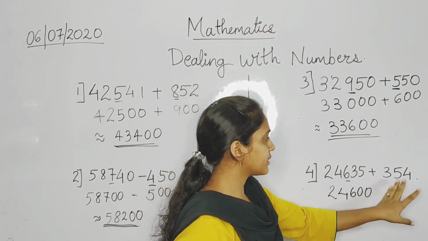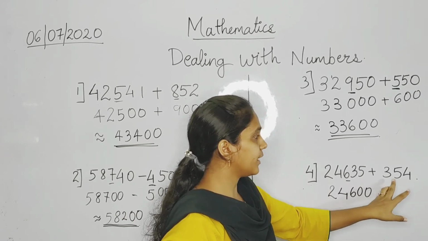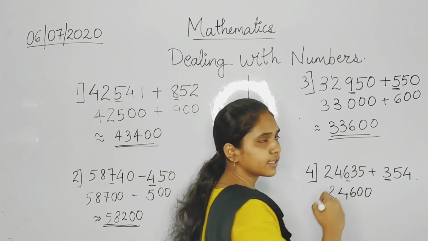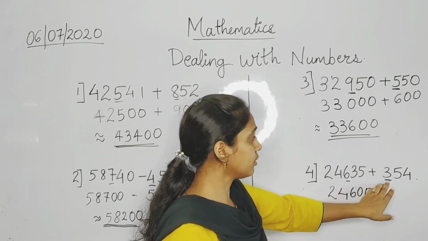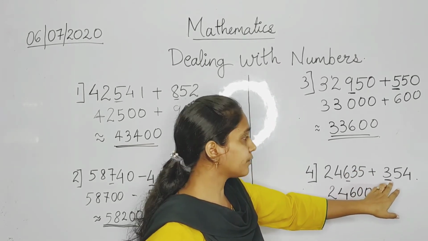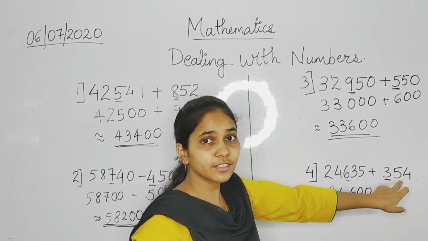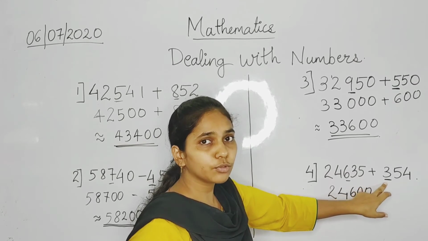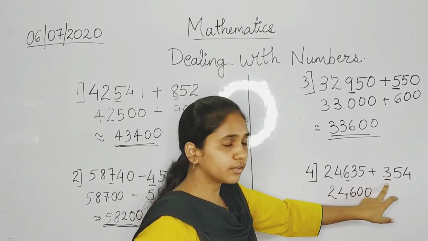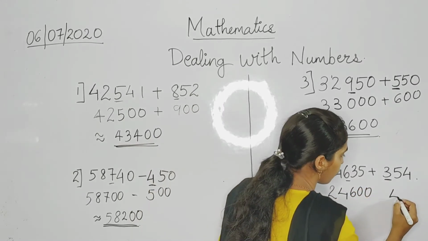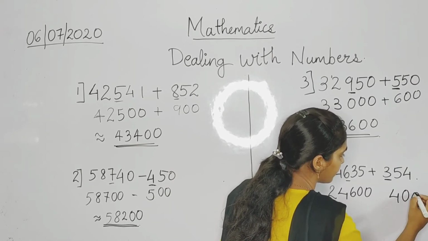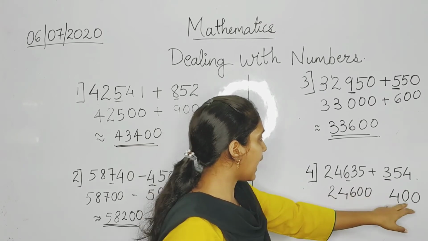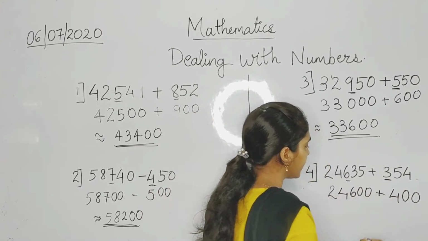Now the second number is 354. In this number 354, the number in the hundreds place is 3. Now we check the number which is after 3. After 3 is 5, and 5 is equal to 5. So we add 1 to the number 3, and adding 1 to 3 becomes 4. So this becomes 400. So 400 is the number after rounding off 354. Now we have to add these two numbers. After addition, what do we get?